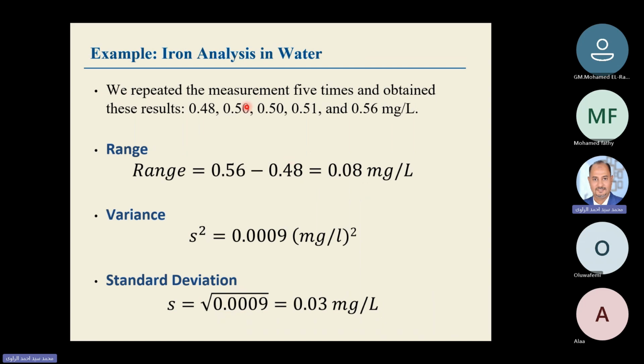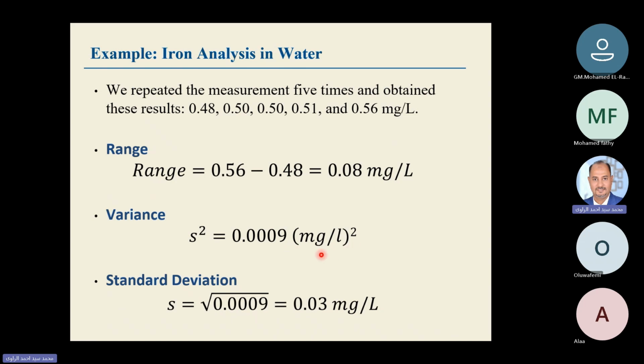As in this example, the same example, we repeat the measurement of iron analysis in water 5 times and get the same results. When we want to determine the range, it will be equal to the maximum value minus the minimum value. It will be very easy. In this example, it will be equal to 0.08 milligram per liter. When we determine the variance, which is the average of the squared deviations of the values from the mean, we get this value, 0.0009 milligram per liter square.